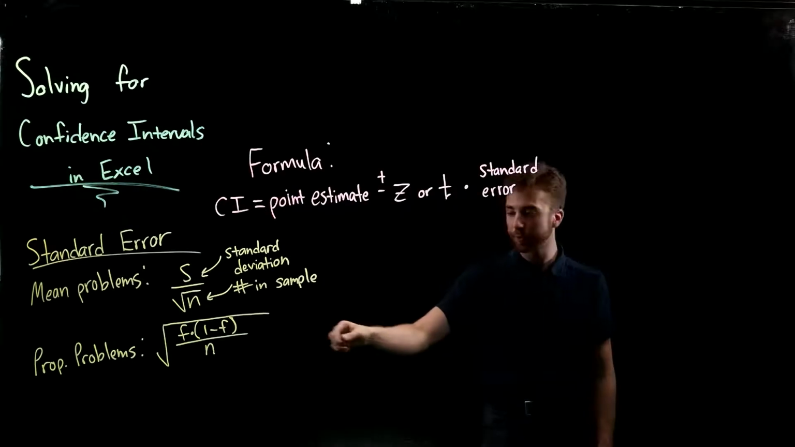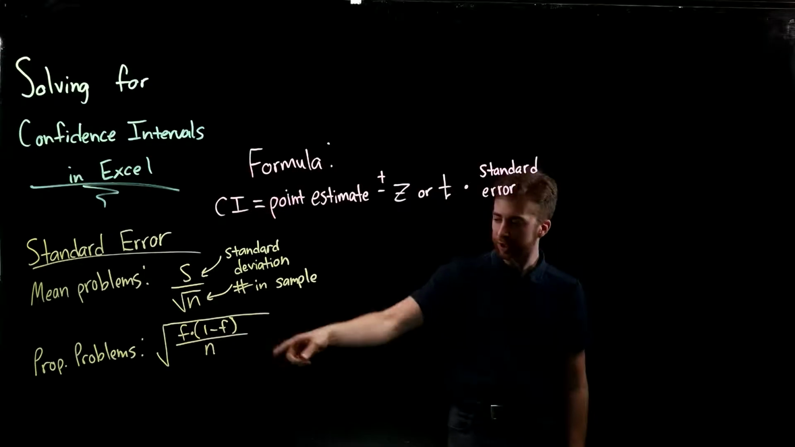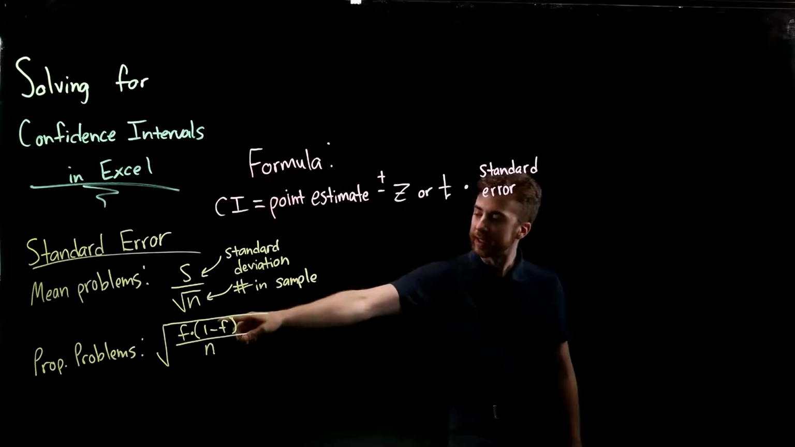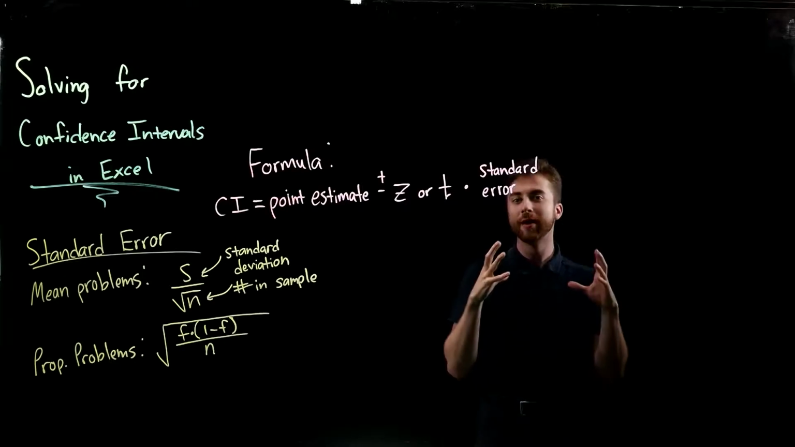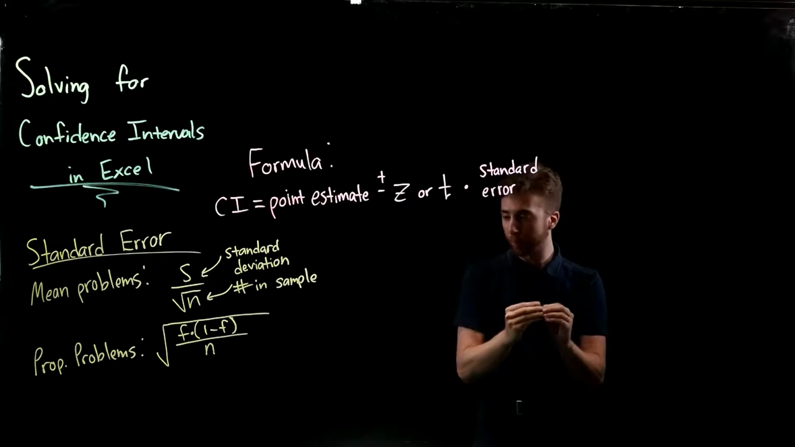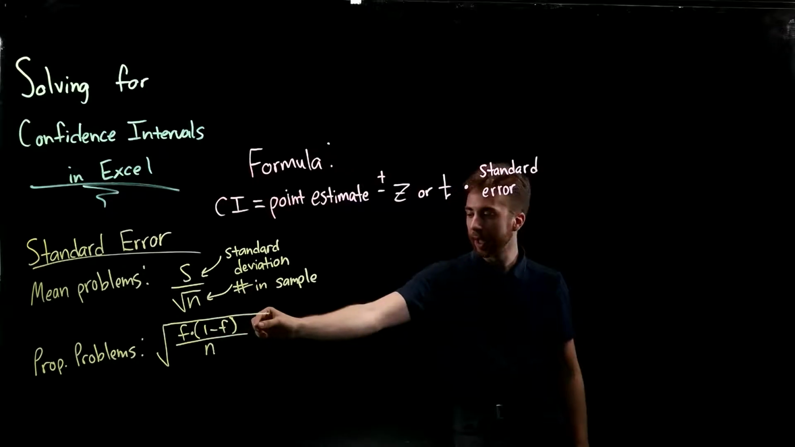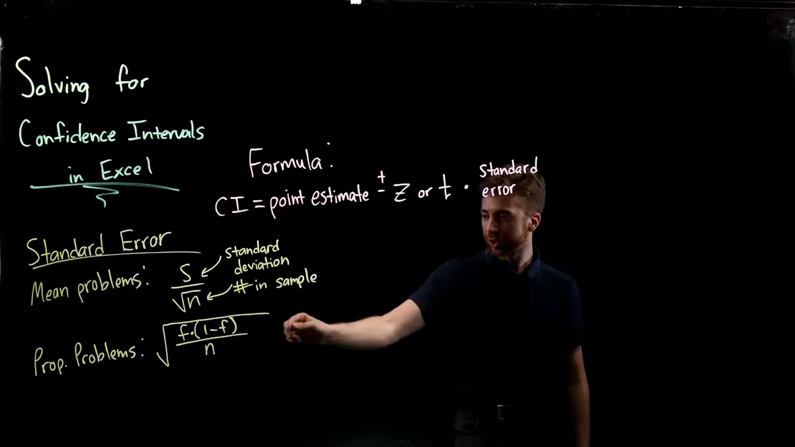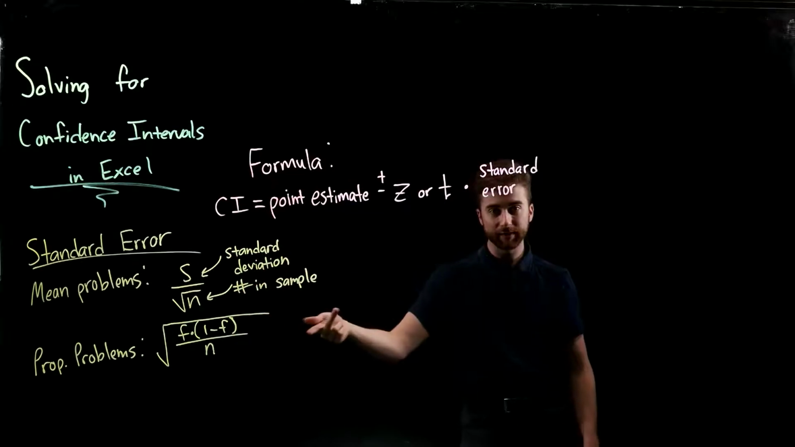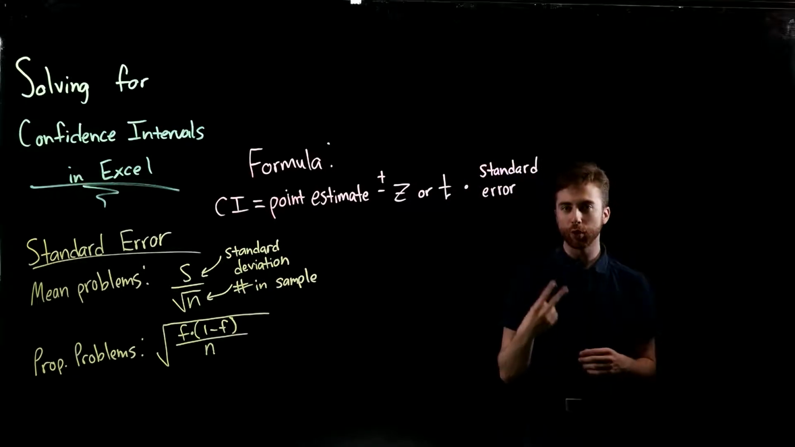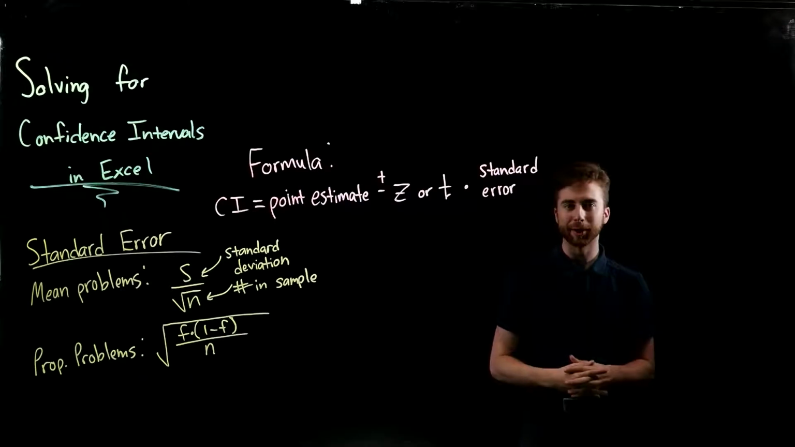And for a proportion-based problem, it's a bit of a funkier calculation, but it's a big square root. Take your sample proportion, so whatever the part you're interested in out of the whole for that particular sample, take that proportion, multiply it by 1 minus that proportion, divide by n, which again is the number in the sample, big square root, and that'll give you the standard error. So let's go ahead and run through two quick problems, and I think it'll make everything a lot clearer.